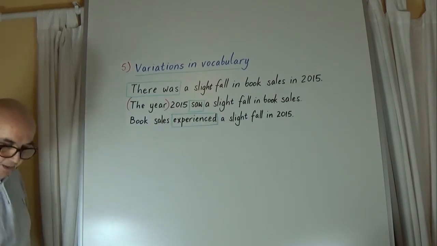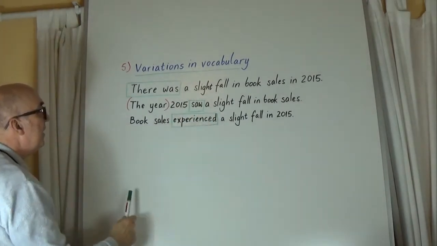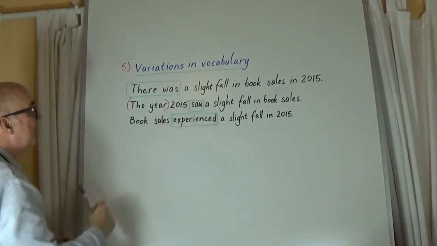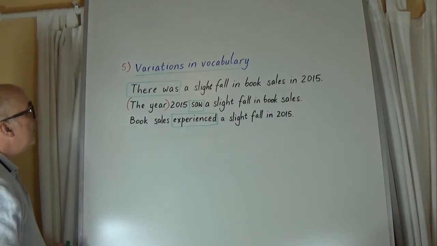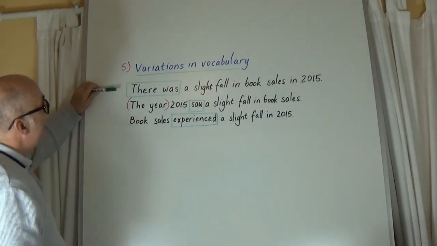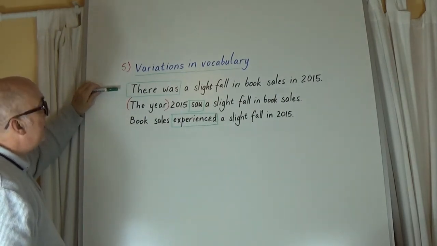So here we're using there was, and here we're using saw, and here we're using experienced. So these two are acting as conjunctions, if you like. They're assisting us as well. So there was a slight fall in book sales in 2015.